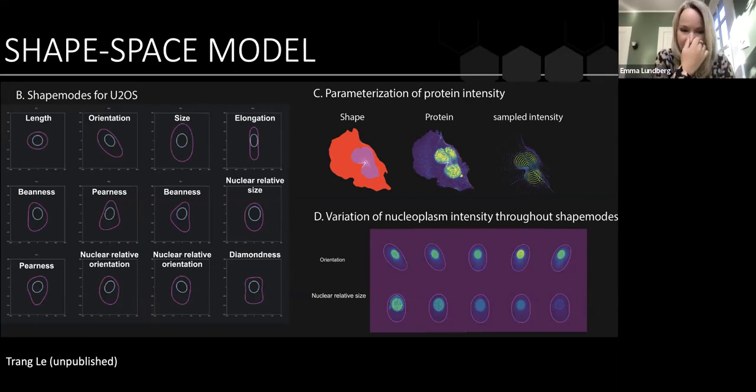For example, in D here, it's just a sanity check. So we ask, show us all the proteins that do not change their abundance with orientation or any of the shape modes here besides the nuclear relative size. And then we found a subset of nuclear proteins that are involved in the cell cycle, which makes sense. So in similar ways, maybe we can look for proteins that are not involved with size changes of cells, but are involved in elongation changes and might be involved in migration, for example.